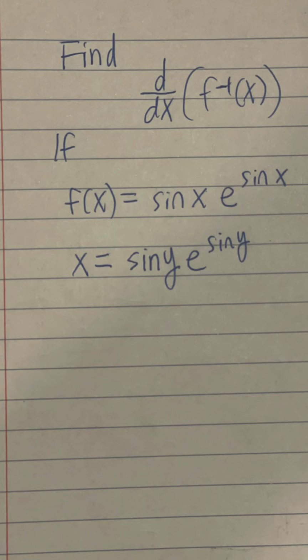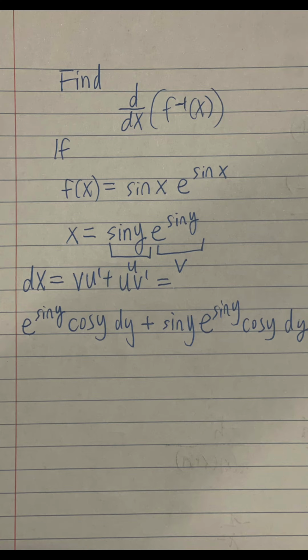Well, by the definition of the inverse function, if y equals sine of x times e to the power of sine of x, then x equals sine of y times e to the power of sine of y for the inverse function. Using the product rule, we know that dx equals vu prime plus uv prime, given that u equals sine of y and v equals e to the power of sine of y.